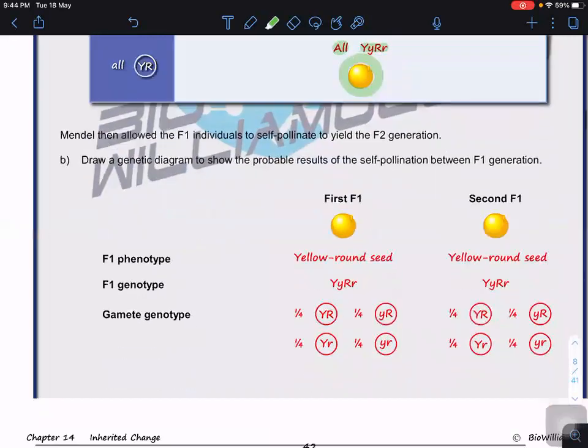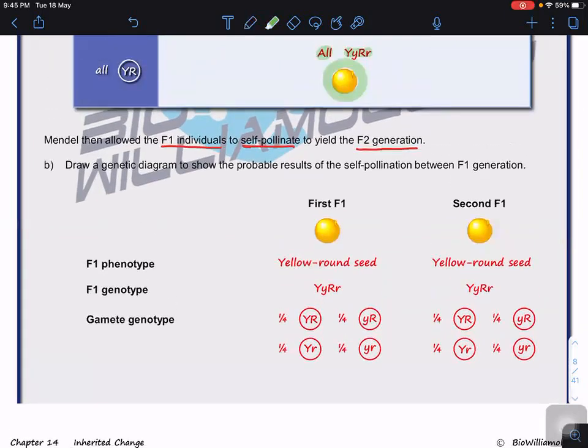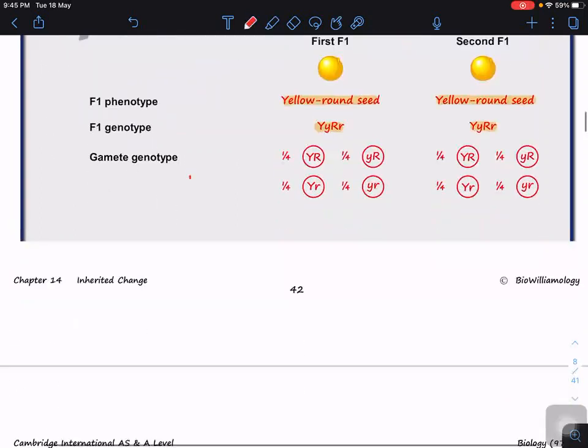Now when we allow the F1 individuals to self-pollinate, meaning F1 with F1, I will get the F2 generation. From the question, I know that all my F1 will be yellow round seeds, and F1 must be heterozygous. So now independent assortment takes place. Why independent assortment? Look at this: I have big Y, small y, big R, small r.